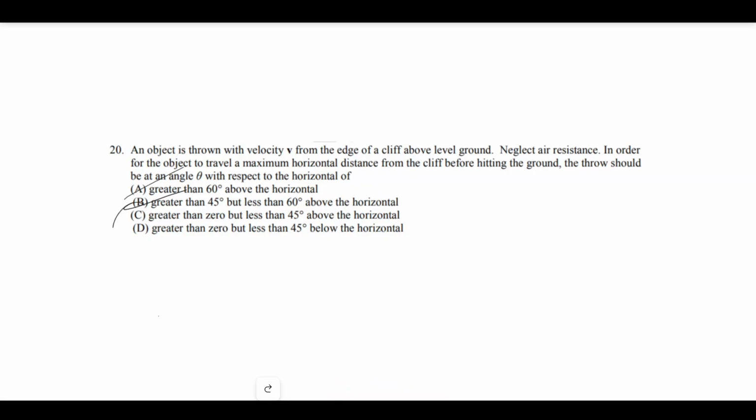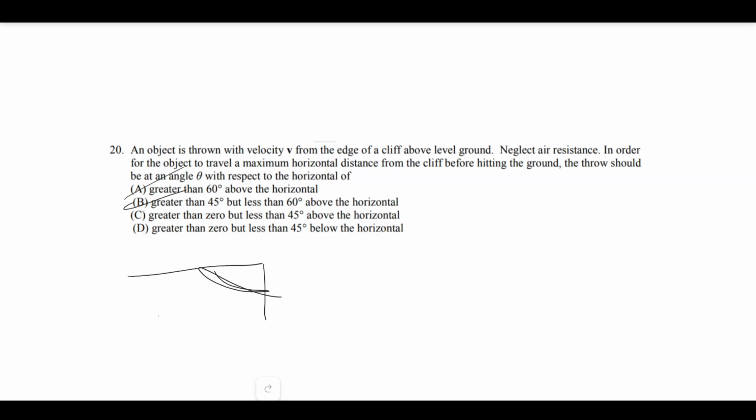Choice C says greater than 0 but less than 45 above the horizontal, and D says greater than 0 but less than 45 below the horizontal. So as we just said, it's going to be above the horizontal, because if we had one that was below the horizontal, it's just going to be underneath it.